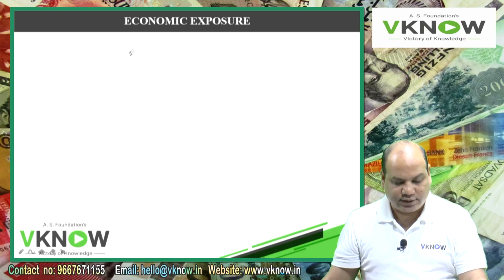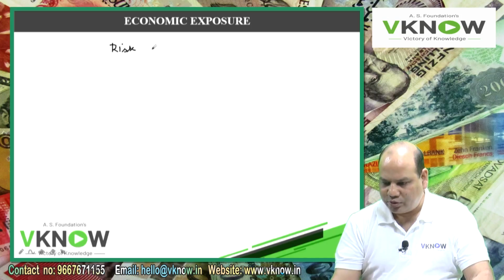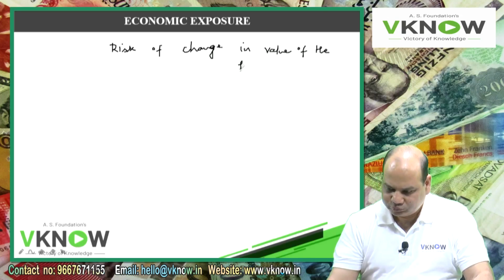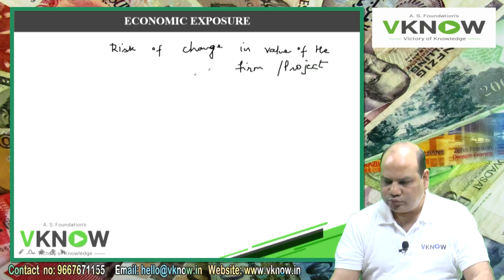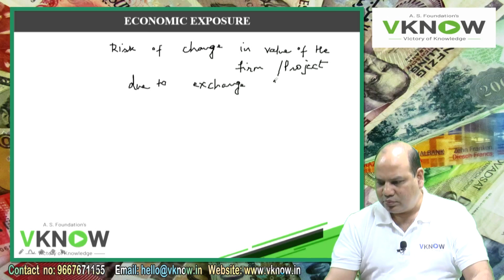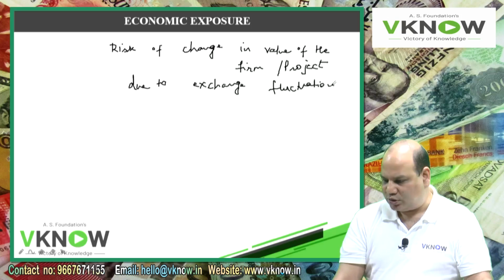Now we'll directly come to point number C, economic exposure. So first I will explain this economic exposure. Economic exposure means risk of change in value of the firm or value of the project due to exchange fluctuation. So this is a one-liner: risk of change in value of the firm or the project due to exchange fluctuation.